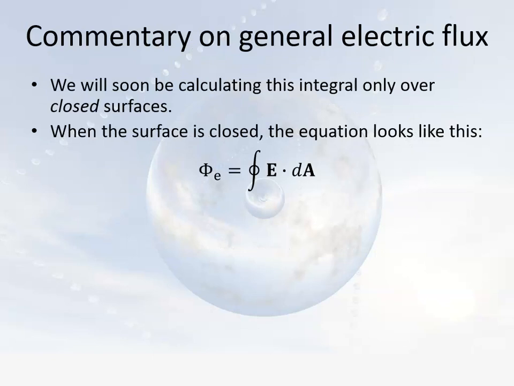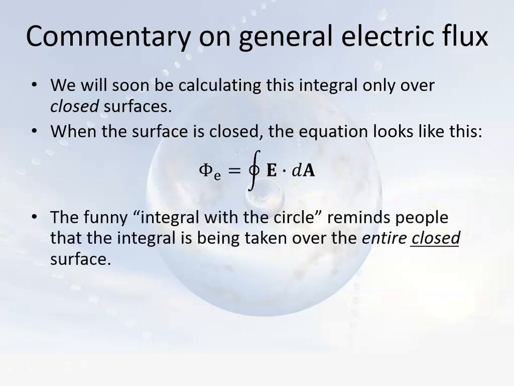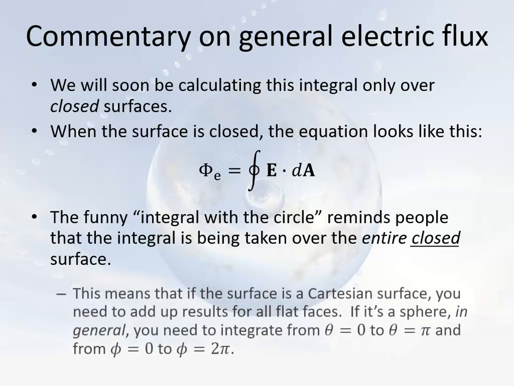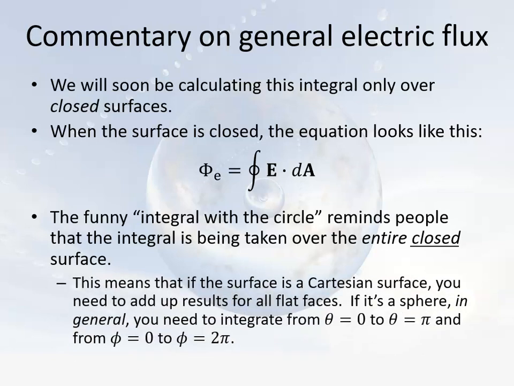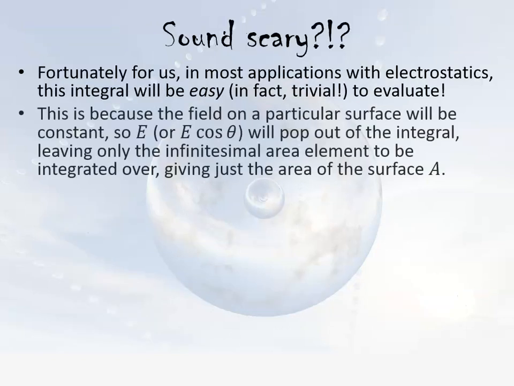Now, what if the surface is closed? If the surface is closed, then the equation for flux is the same, except you have this little funny loop on your integral. That's just telling you that you're integrating over the entire closed surface. And this looks really intimidating. When I first encountered this when I was in college, it looked really intimidating to me. It turns out it shouldn't be intimidating, because the integral is, generally speaking, either easy or trivial. So we're going to look at a situation with this in just a minute.